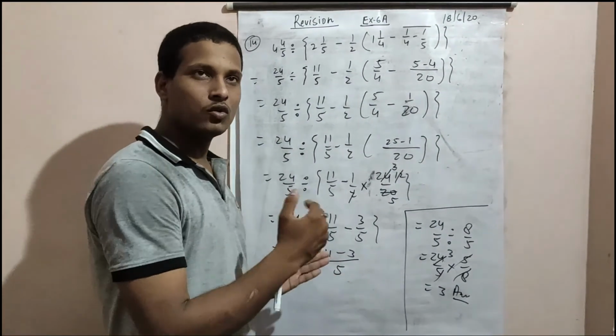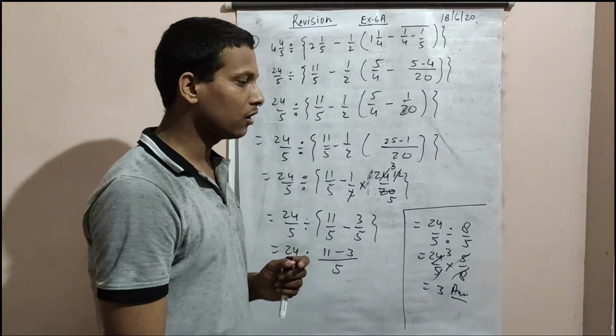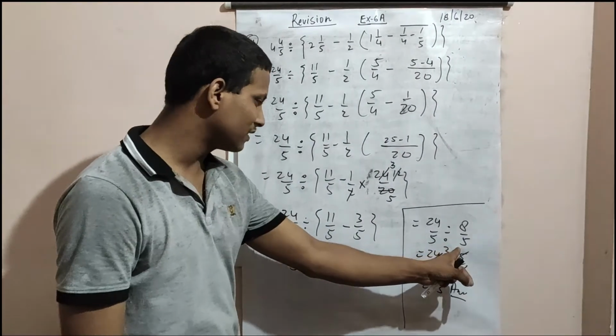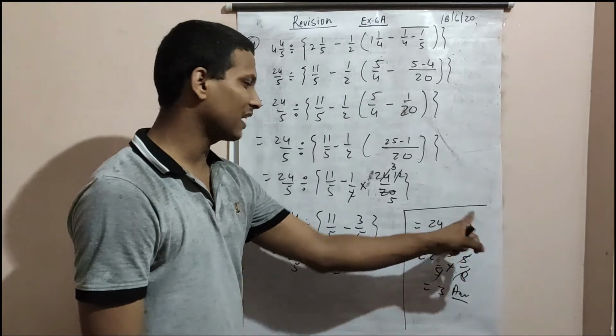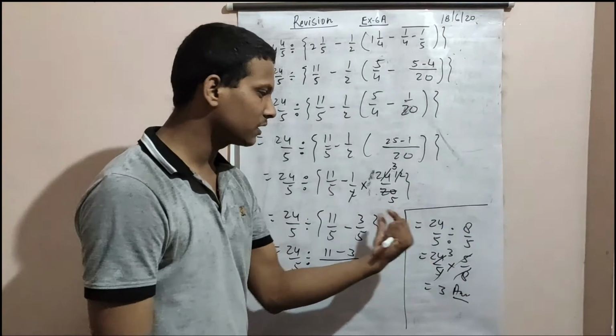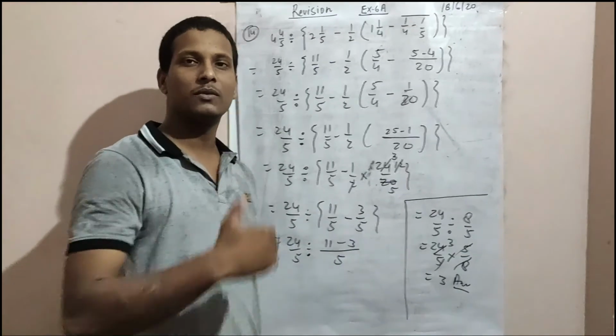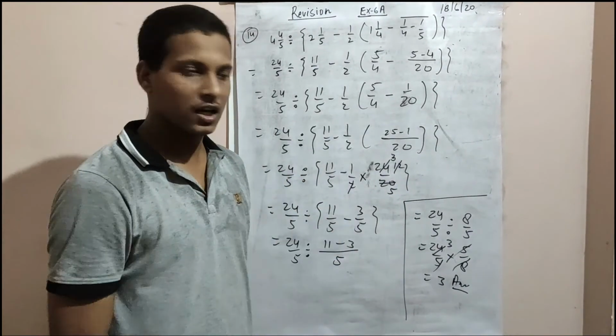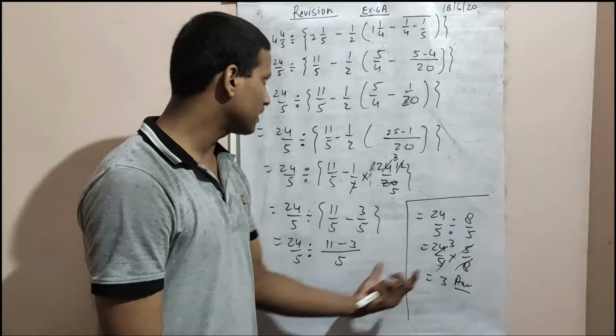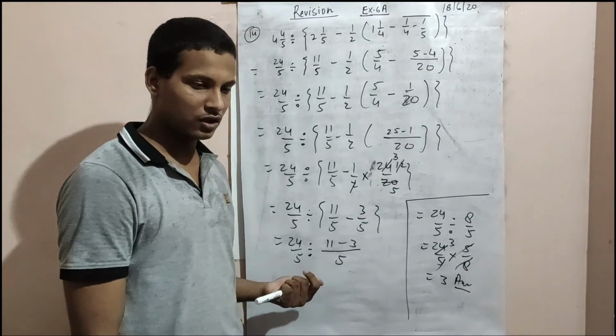Multiply means you need to find the reciprocal, or you need to convert the second value into its reciprocal. Always change the second value, not the first value, because the first value has no impact. Second value you will change. Reciprocal means the denominator becomes the numerator and the numerator becomes the denominator. Okay, in this manner you can solve each of these questions.